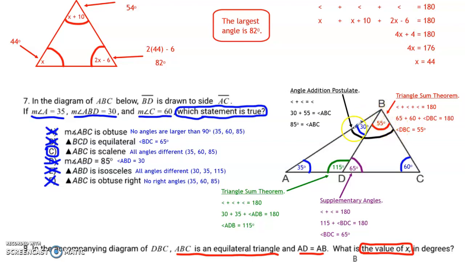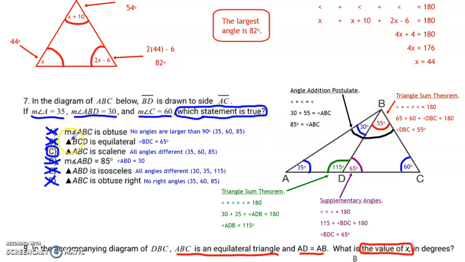Last but not least, I'm asked a couple of questions about triangle ABC, which means I need angle A, B, C. That means this angle's 30, this angle's 55. The angle addition postulate allows me to add 2 angles together and get the larger angle, so 30 plus 55 is 85 degrees. The first one says the measure of angle ABC is obtuse. Well, no, it's not. There's no angles in this triangle ABC that are larger than 90 degrees. The measure of angle ABC is actually 85 degrees, so that's not correct.